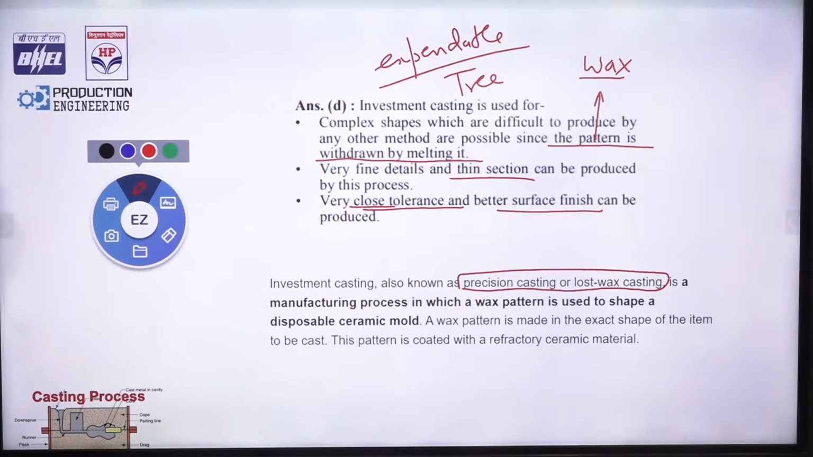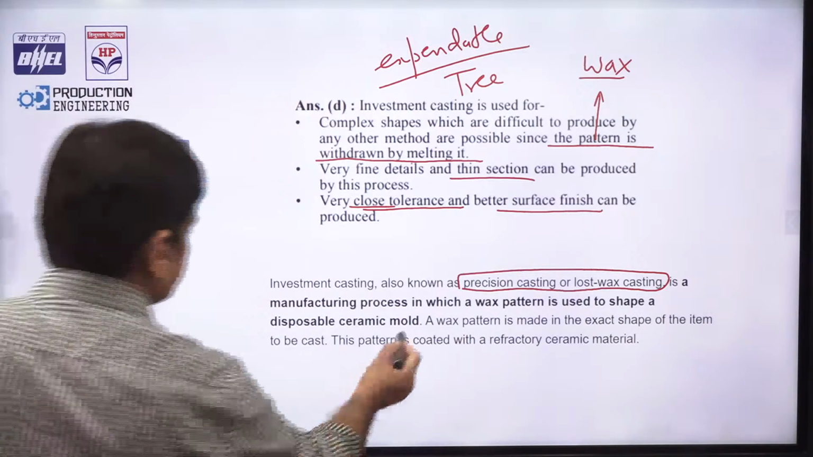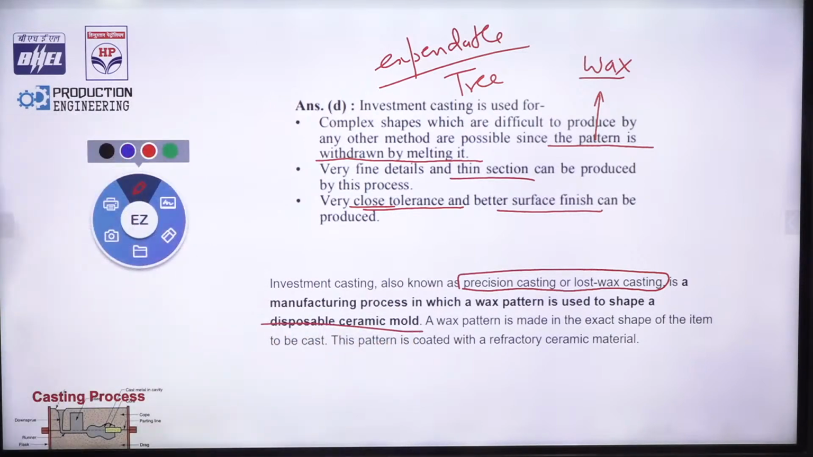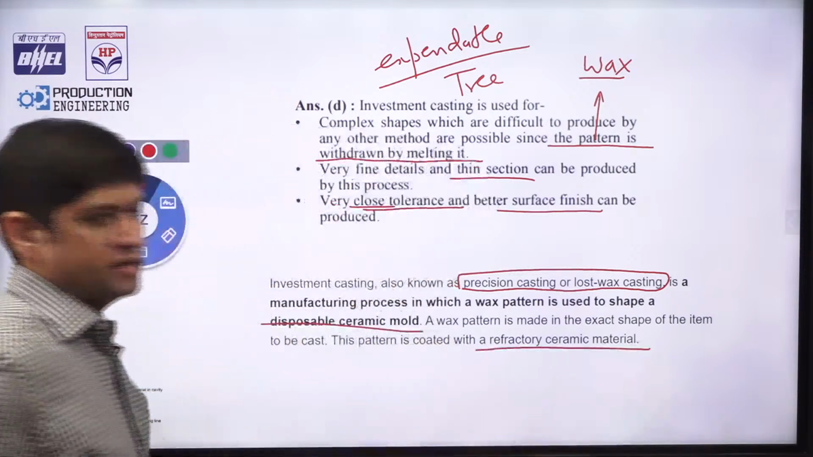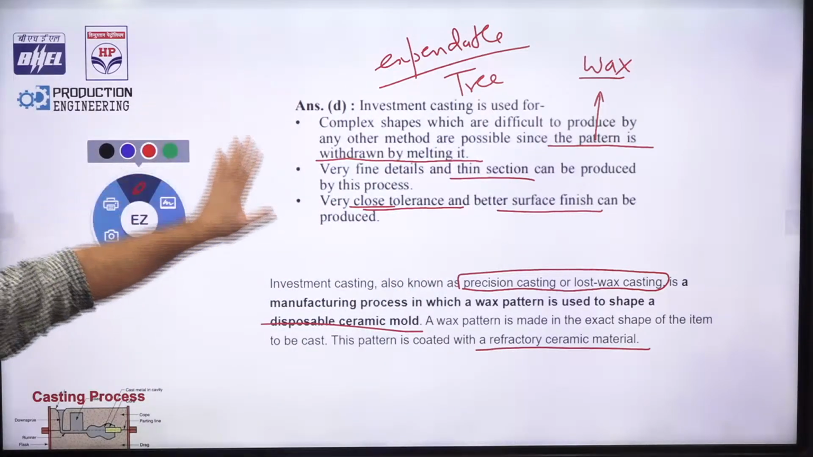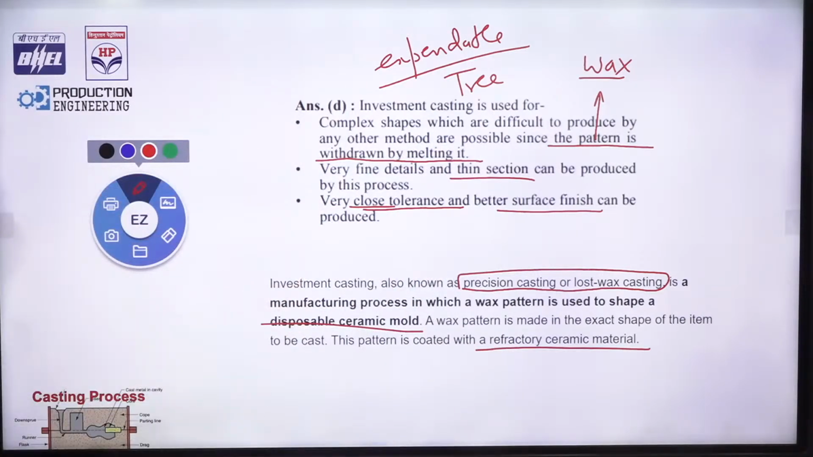Wax pattern is used to shape a disposable ceramic mold. Right? It is used to basically get a disposable ceramic mold. I'll tell you the meaning of that. And the wax pattern is made in the exact shape of the item which you want to cast. The pattern is coated with ceramic material, so a ceramic mold is made. Anyhow, I'll show you. But as of now, this is investment casting.